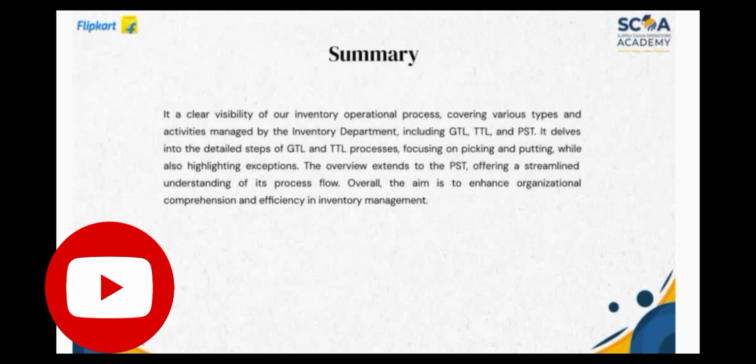Let's conclude what we have learned till now. Inventory operational process, covering various types and activities managed by the inventory department, including GTL, TTL, and PST. It delves into the detailed steps of GTL and TTL processes, focusing on picking and putting, while also highlighting exceptions.